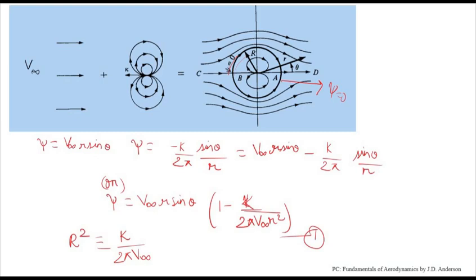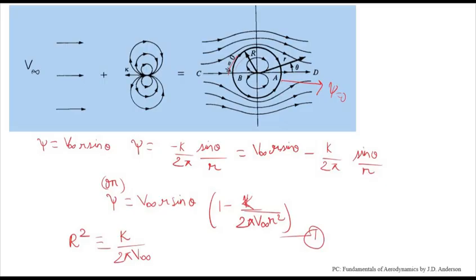And in that case, what would be my R? R would be under root kappa by 2 pi V infinity. Let us say this is our equation 8. But note down, this is for inviscid, irrotational and incompressible flow.